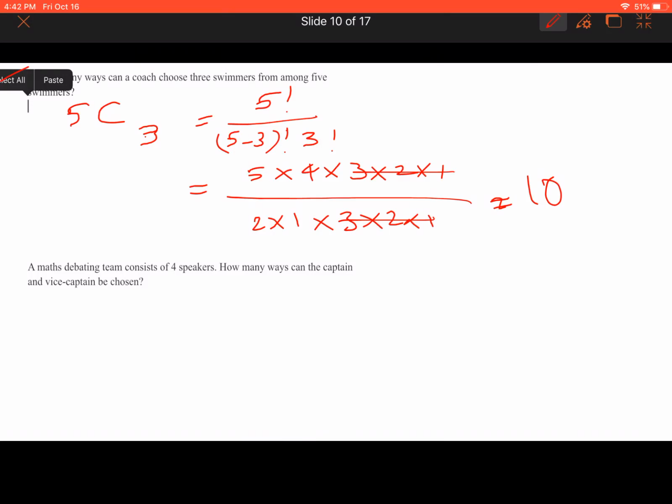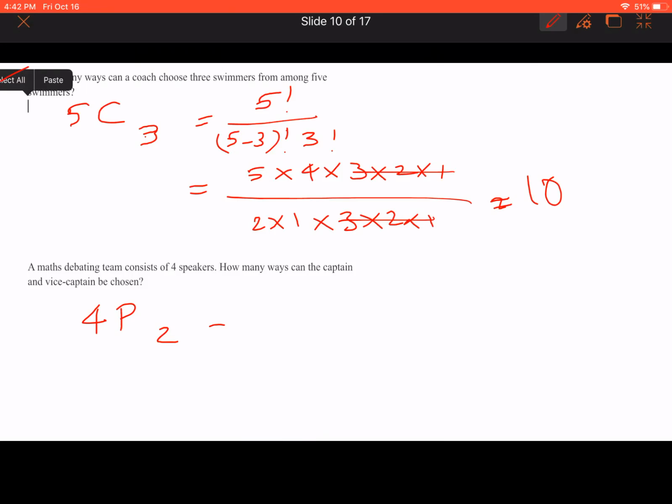Okay, next question. A maths debating team consists of 4 speakers. How many ways can the captain and vice captain be chosen? So there are 4 speakers, and they have to choose 1 person for captain and 1 person for vice captain. So they are going to choose 2 people out of 4, and here they are clearly given the 2 positions, captain and vice captain, right? So order does matter. So it is a permutation problem.